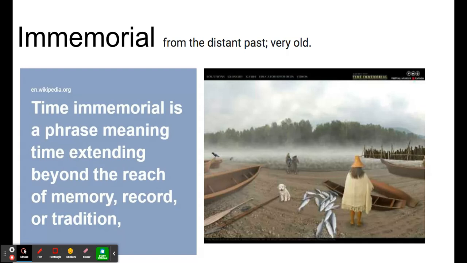My turn, your turn. Immemorial. Immemorial means from the distant past or very old. Time immemorial is a phrase meaning time extending beyond the reach of memory, record, or tradition.